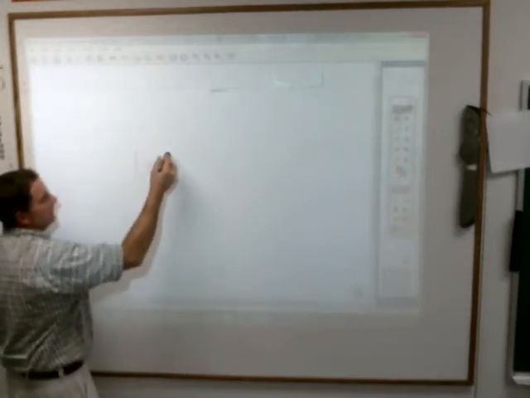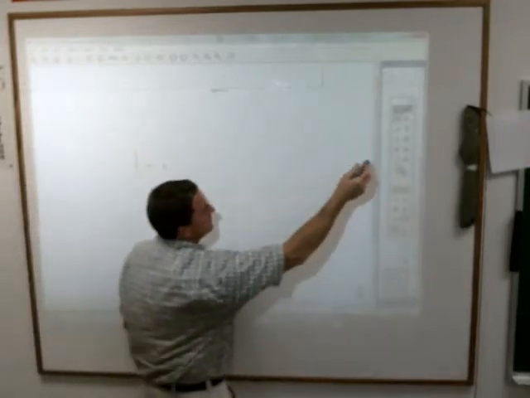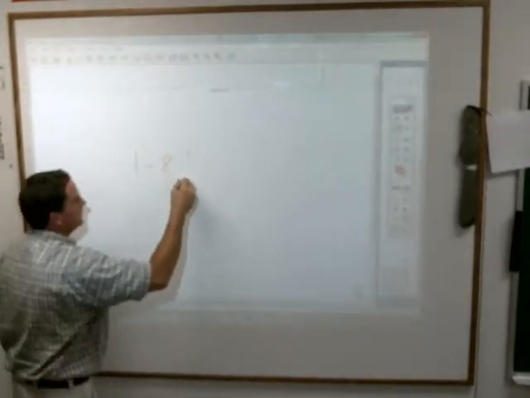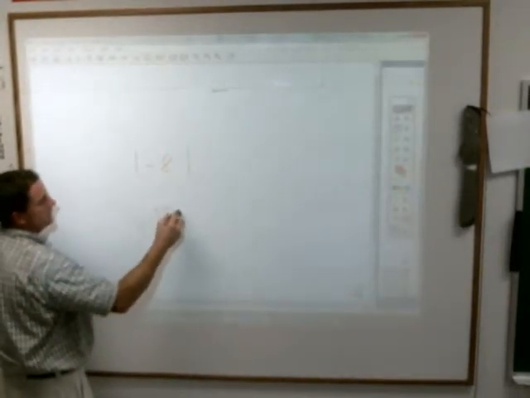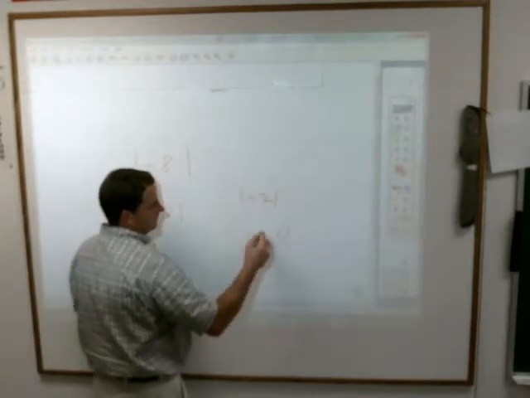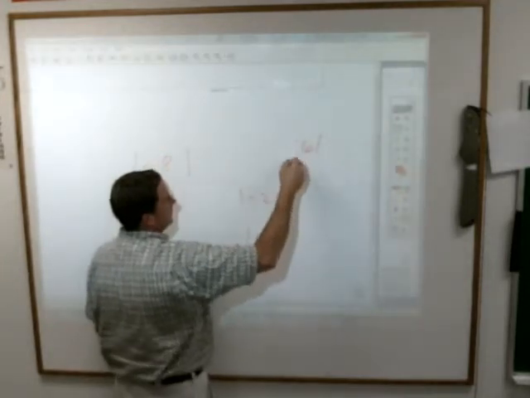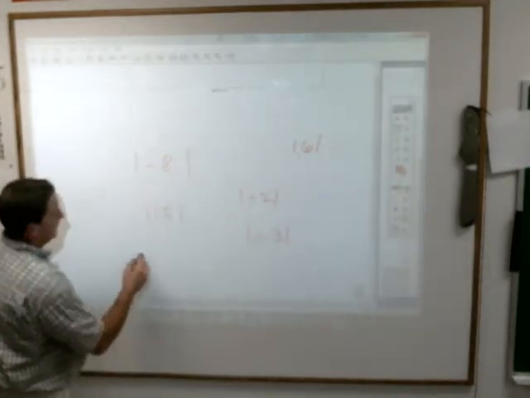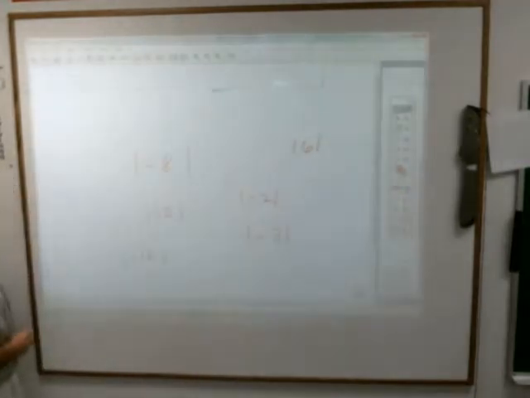Absolute value of -8. Absolute value of 15. Absolute value of -2. Of -3. Of 6. Of -12. There could be no easier thing than absolute value.